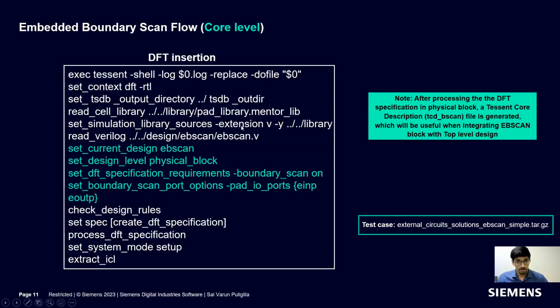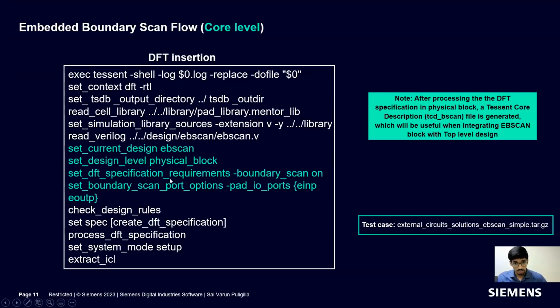We set the respective libraries, read the libraries, and read the Verilog file. Here the current design would be the module top, like whatever module name we want. And the design level should be physical block or sub-block level in Embedded Boundary Scan.